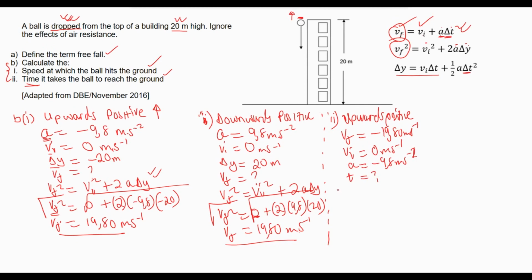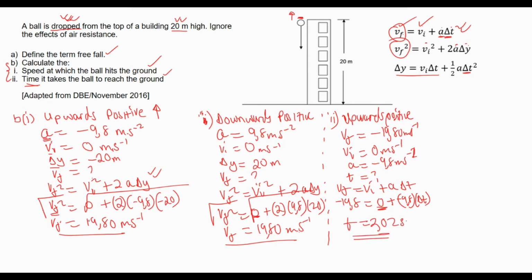Let's substitute everything. So we have vf is equal to vi, initial velocity, plus a times delta t. Negative 19.8 is equal to 0 plus a, which is negative 9.8, times delta t. Okay. Divide both sides by negative 9.8. This is 0, so it's fine. Then we get that t is equal to 2.02 seconds.